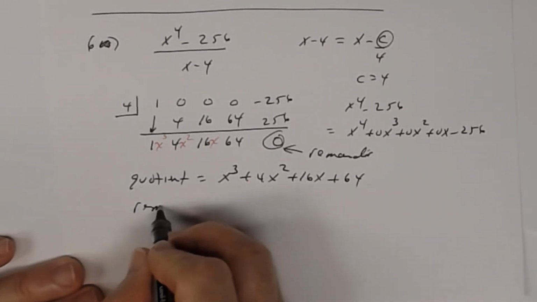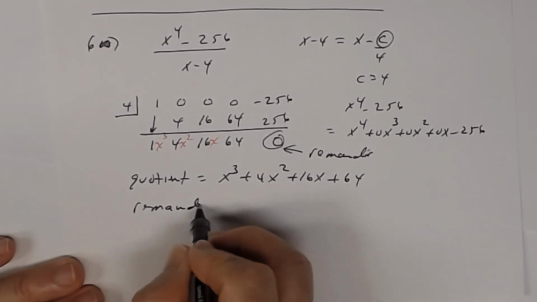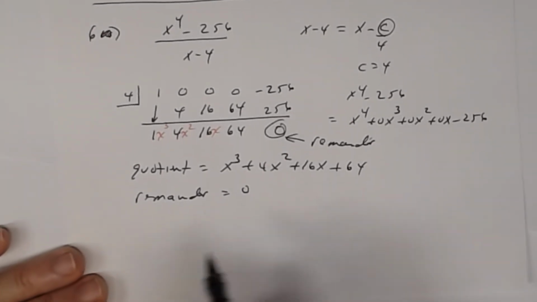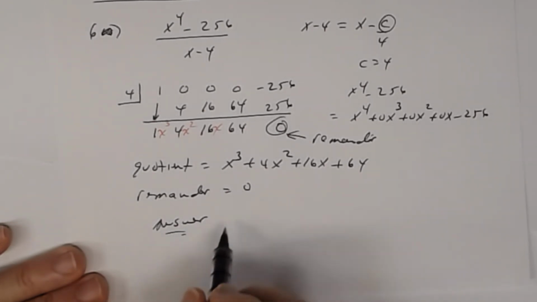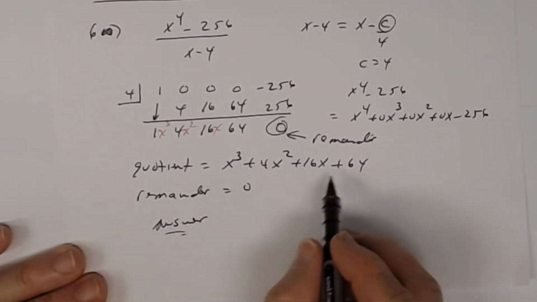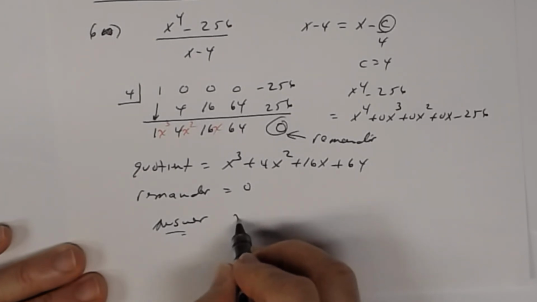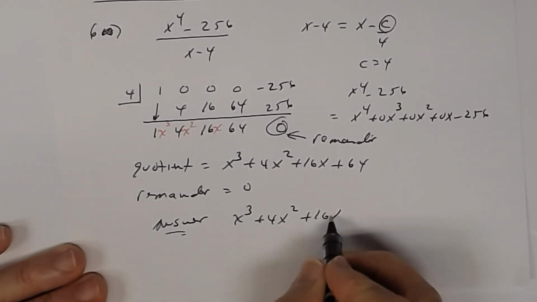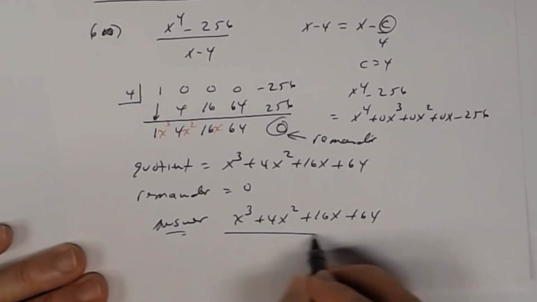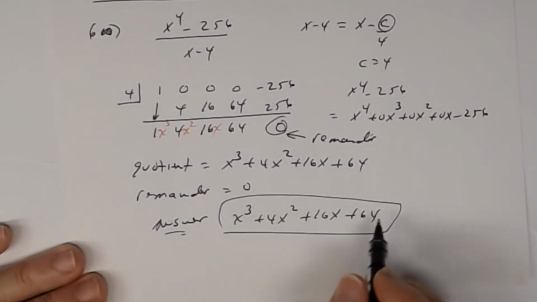And your remainder is 0. Now your answer, just to remind you, if you recall long division, whenever you got a remainder of 0, your answer would just be your quotient. So you'd say x cubed plus 4x squared plus 16x plus 64. Okay, since the remainder is 0, you don't write anything else.